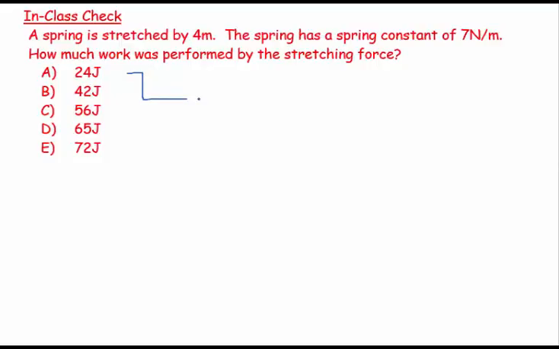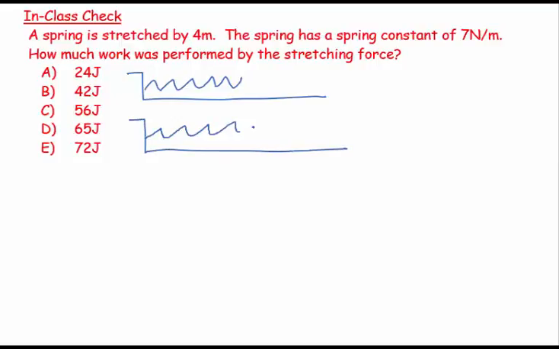So let's picture this. We have the spring that's just been left to its own devices, and then we have the spring that's been stretched, and we know that the displacement, the delta x, is equal to plus 4 meters because I drew it going to the right, that's why it's plus. And this is occurring because there is a stretching force. How much work is performed by the stretching force?